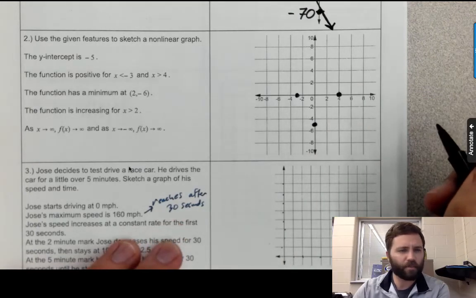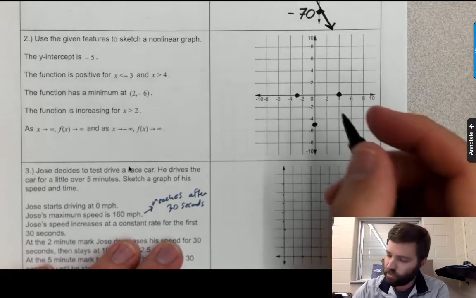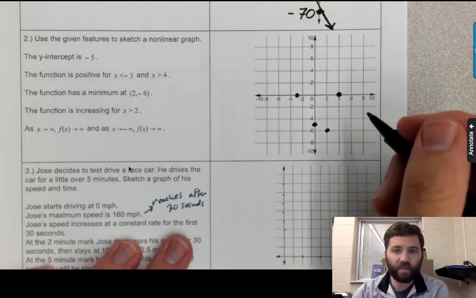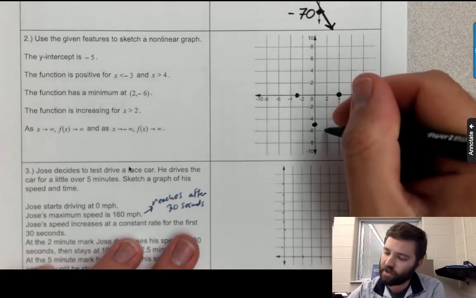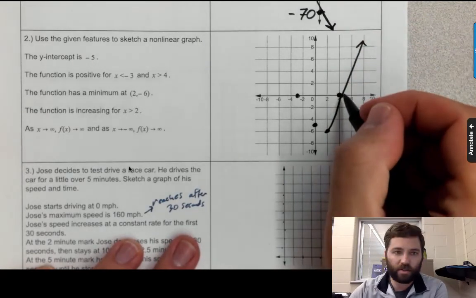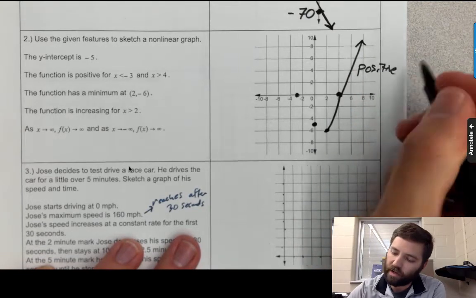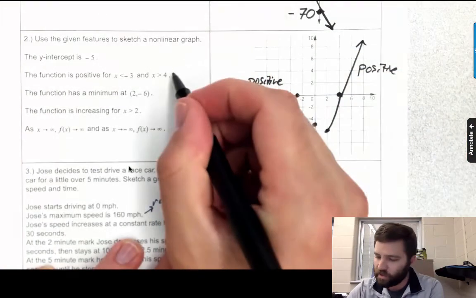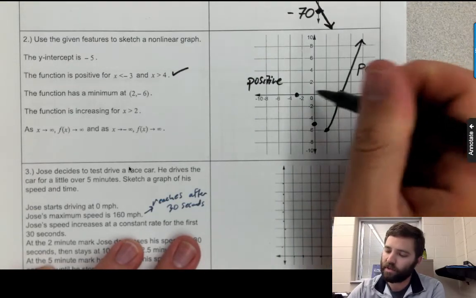Now we have a minimum at (2, -6). So that's a low point at (2, -6), right here. Then we have the function increasing when x is greater than 2, so from this minimum it has to go up like this. This also checks out, because it's positive right here. And over here it has to be negative. Oh, sorry, over here it has to be positive also, based on this one right here. The function is positive in those two spots. So minimum, positive here, positive here.